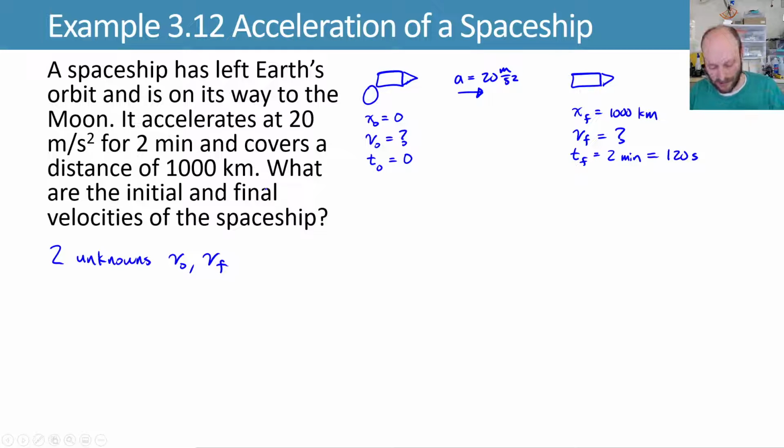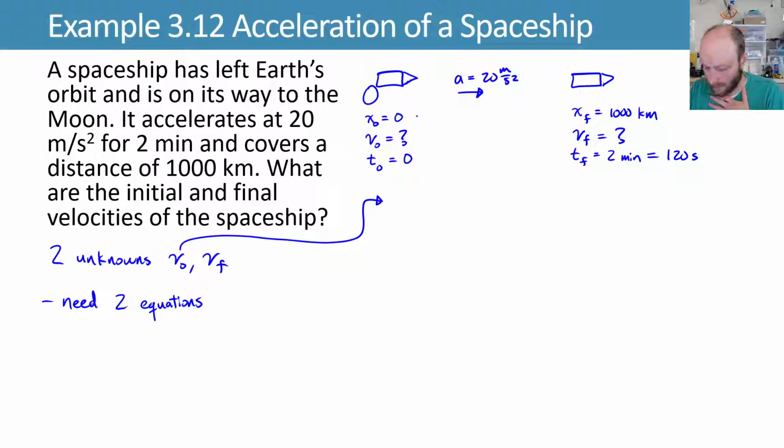So we need equations to find those. And specifically, we can't just write one equation that solves for both of those. We'll probably need 2 equations if we have 2 unknowns. So let's try V naught first. We need an equation that can have any of the things we know and V naught. Looking at our constant acceleration equations, because it accelerates at 20 meters per second squared for 2 minutes, so that's a single constant value, we can say that my final position is equal to my initial position plus V naught T plus 1/2 AT squared.